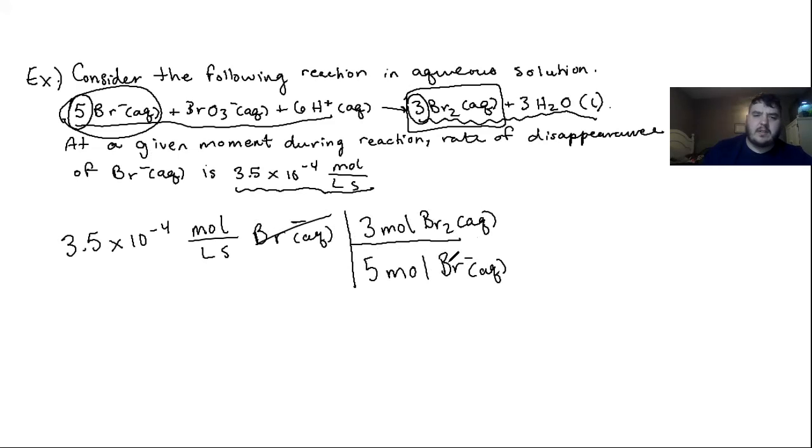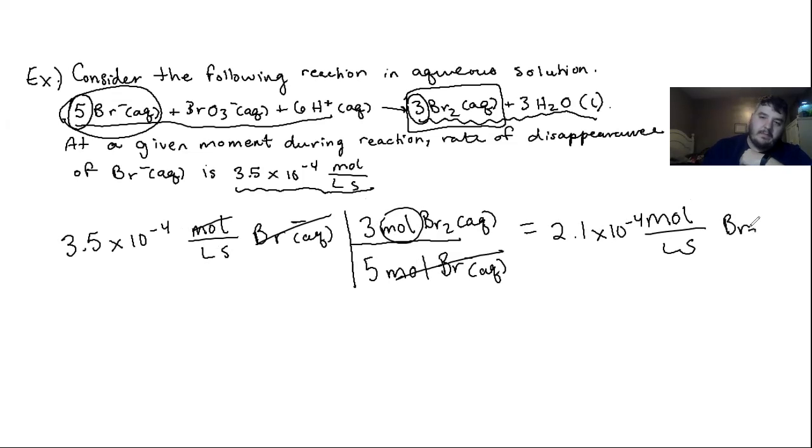Okay, so now we can just cancel these out, get rid of the moles as well. And notice I'm going to have moles per liter per second again, because there's the mole and then there's liters per second. Now we just need to calculate 3.5 times 10 to the negative 4 times 3, and divide that by 5. And what I get here for a final value is 2.1 times 10 to the negative 4 moles per liter per second of diatomic bromine. So this is the answer to part A.